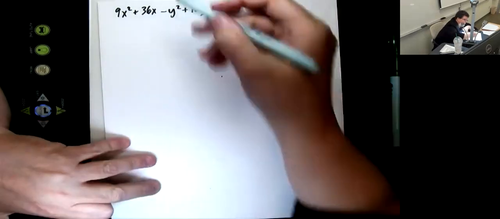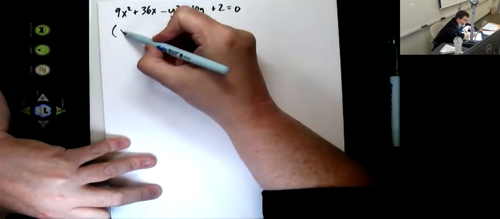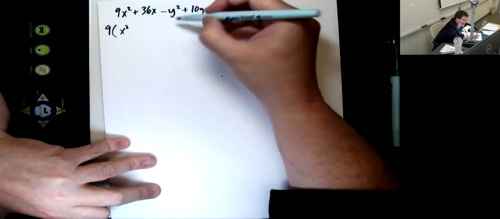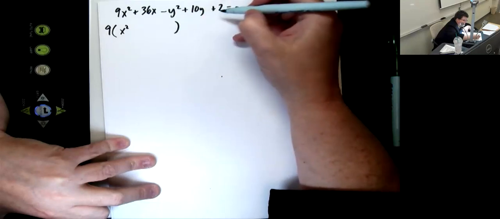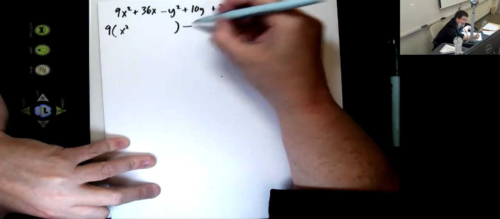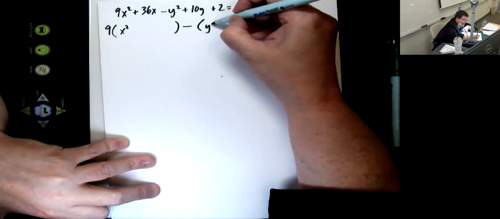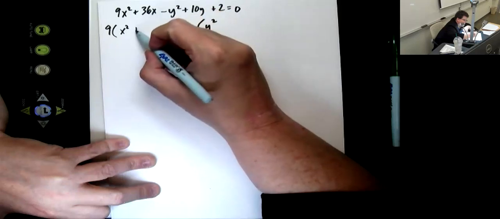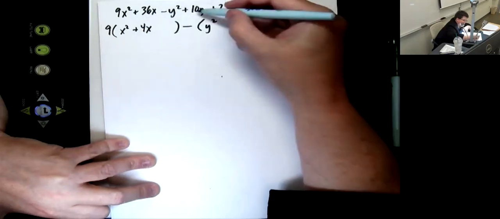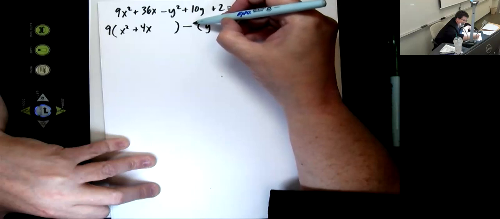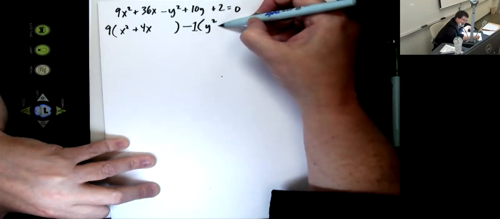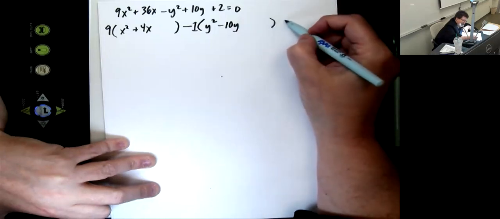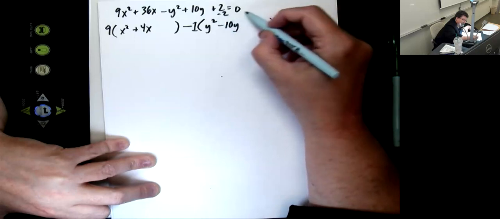So we break them up. I'm going to do the x squared here. We're going to factor out a 9, the coefficient on the x squared, and factor out the coefficient on the y squared, which in this case is only a minus sign. 36 divided by 9 is going to give me a 4, so that's a 4x there. 10 divided by, this is like a -1 here. 10 divided by -1 is just -10 there. And I'm going to move the 2 to the other side by subtracting it.